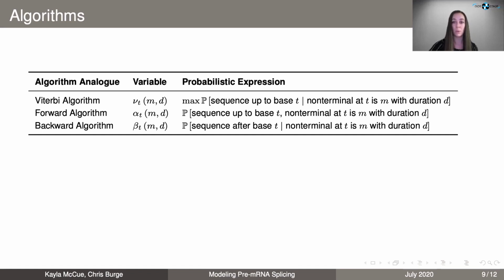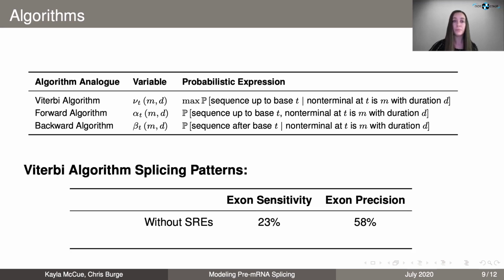and backward variables. With the Viterbi variable in particular, I can find the most likely splicing patterns for the transcripts in my test set and see how well they do at capturing the exons. To start out with, I considered a subset of my overall model, excluding the splicing regulatory elements and using only the splice site and length distribution information.